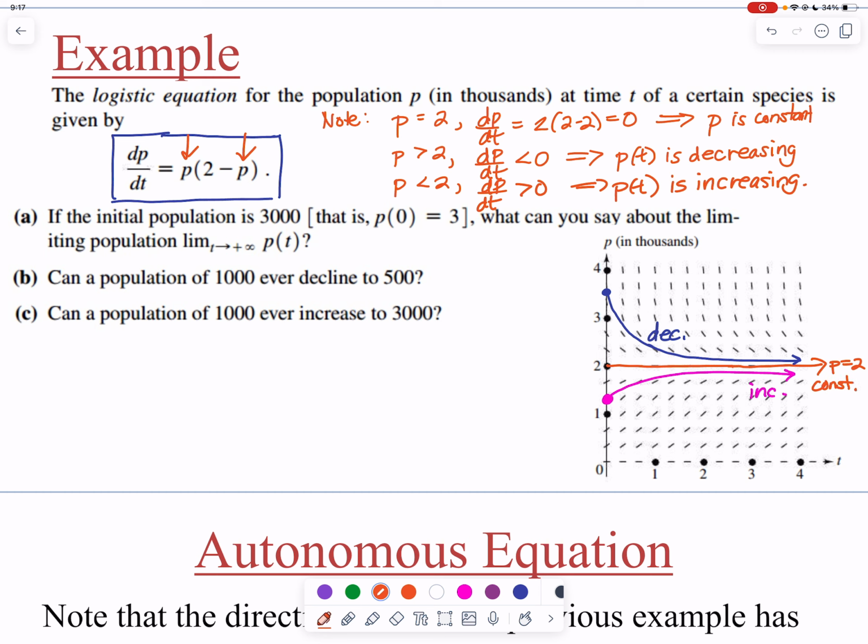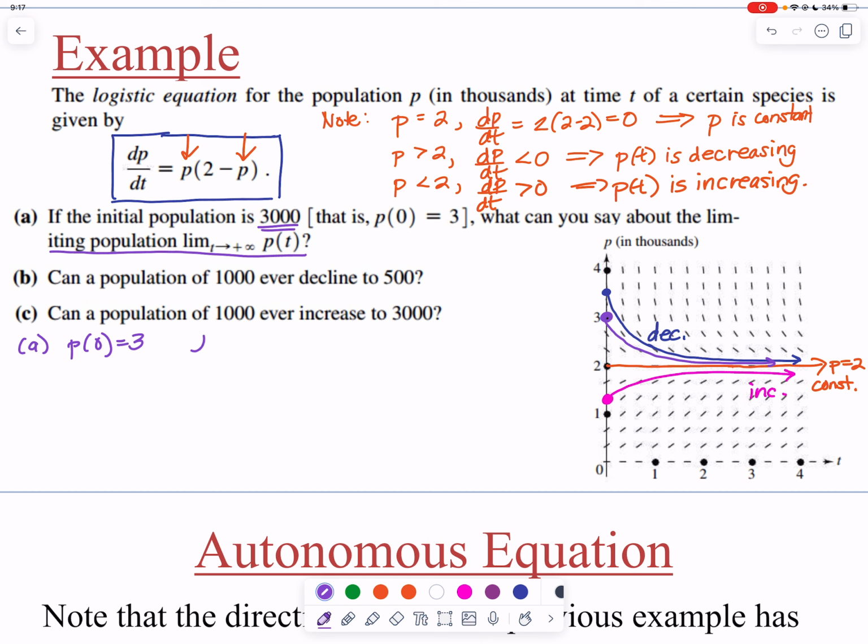Okay, so now let's go ahead and answer the question. In part A, if the initial population is 3,000, so P of 0 is equal to 3, we'll be right here. We will be decreasing, but we will never go below P equal to 2. So if the initial population is 3,000, what can you say about the limiting population?